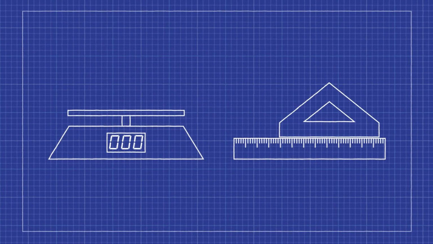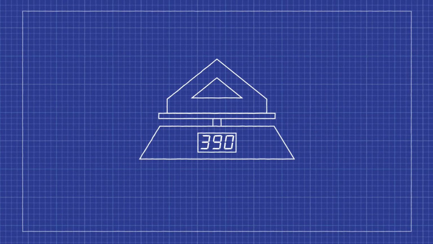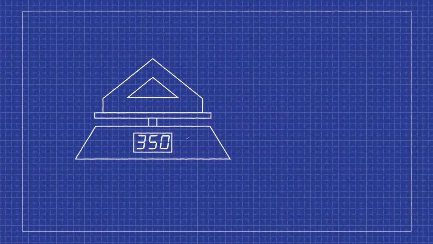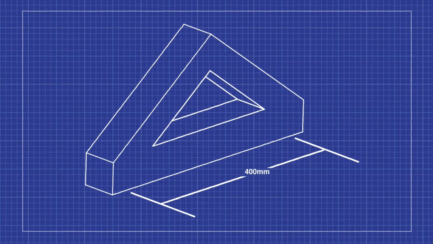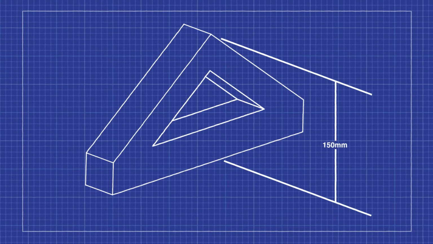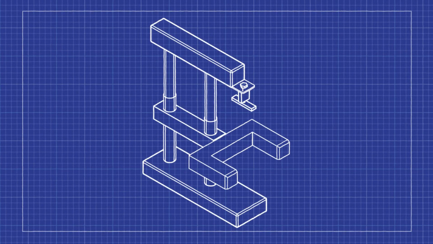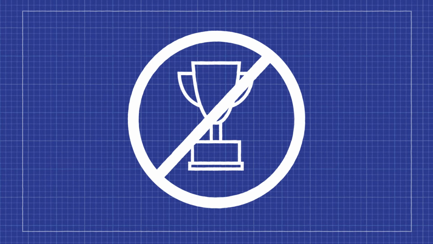Your bridge must meet the following limits. It must not weigh more than 350 grams. It must be no longer than 400 millimeters and no shorter than 320 millimeters. It must also not be taller than 150 millimeters or wider than 140 millimeters. If the bridge is too tall, it will need to be cut to fit in the bridge breaker. This is important. If you don't stay within the weight and dimensions limit, you won't be eligible for any prizes.